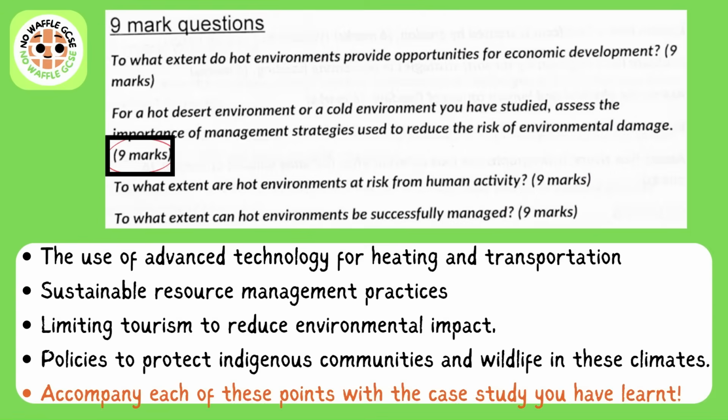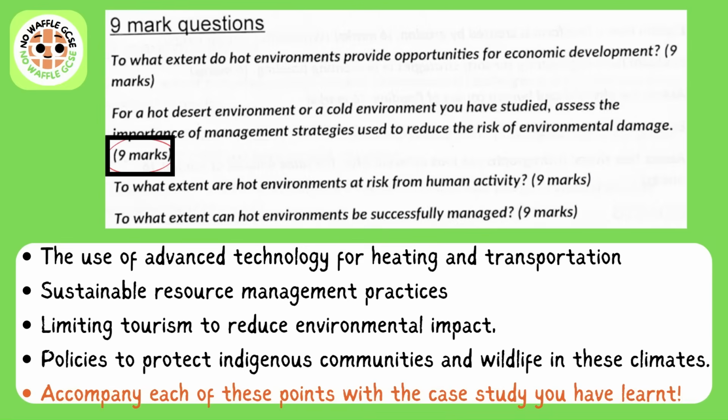Now, depending on the ones that you've learnt, the case studies that you've looked at, you need to accompany and supplement each of these points with those statistics. So going over them broadly: the use of advanced technology for heating and transportation, especially in cold environments, so that you're not causing thawing. Sustainable resource management practices, limiting tourism to reduce environmental impact.